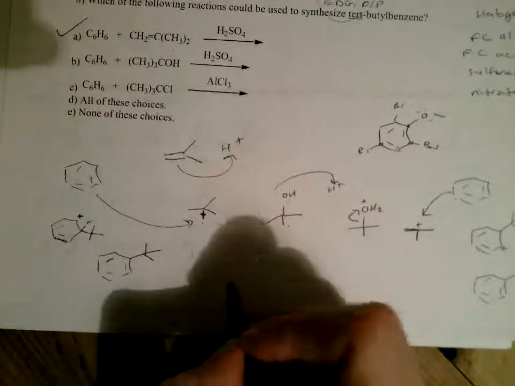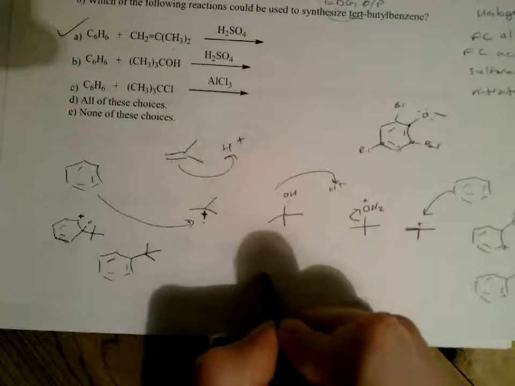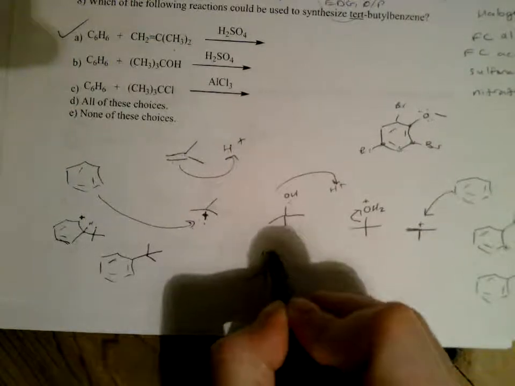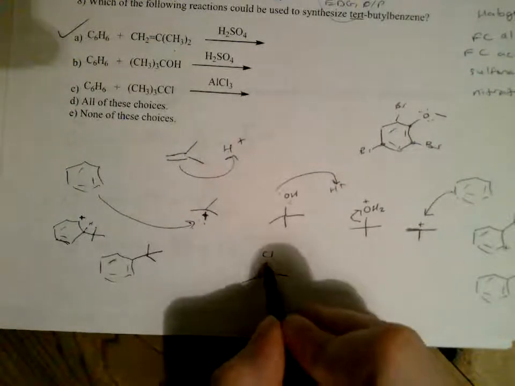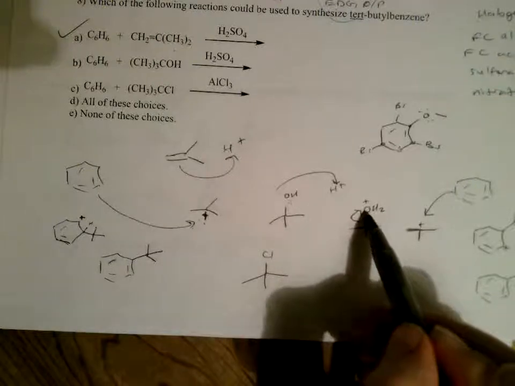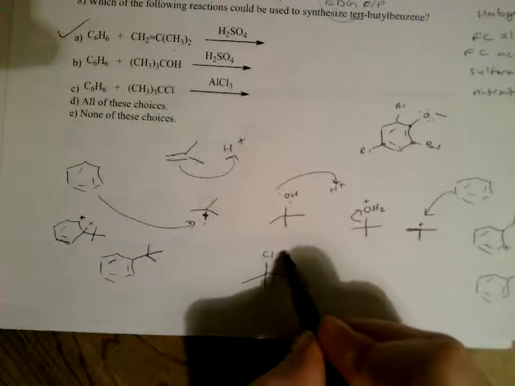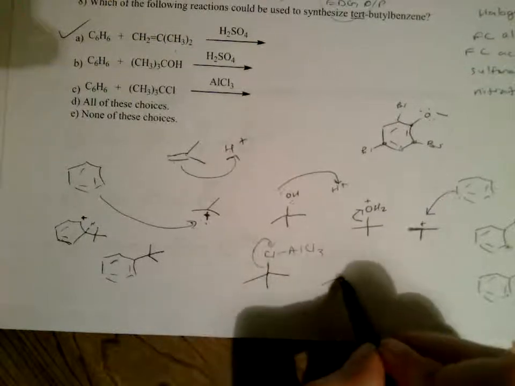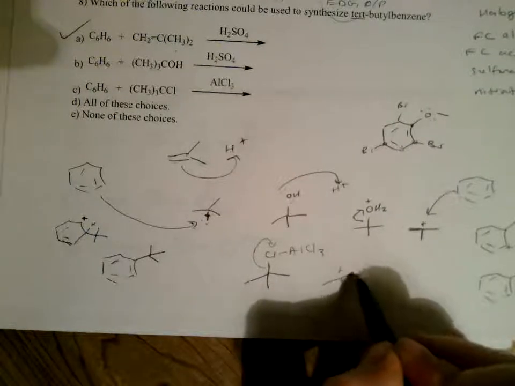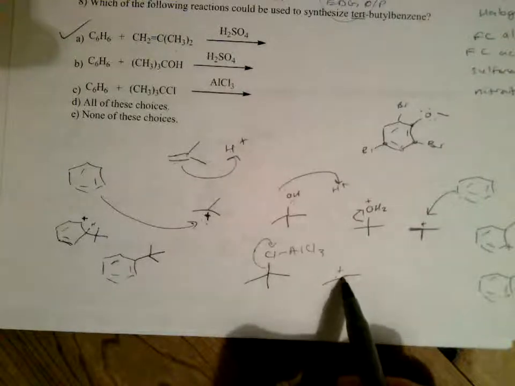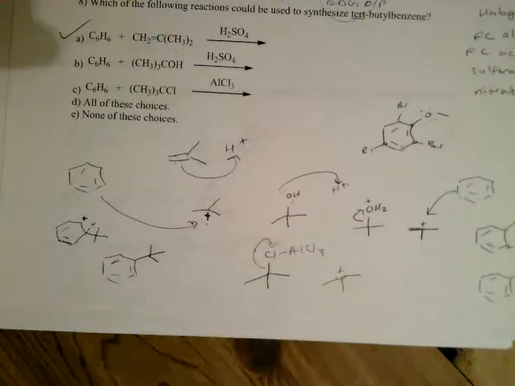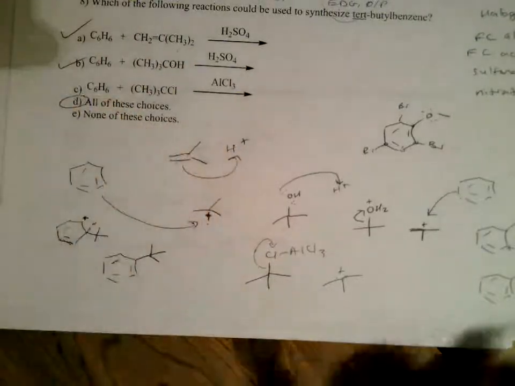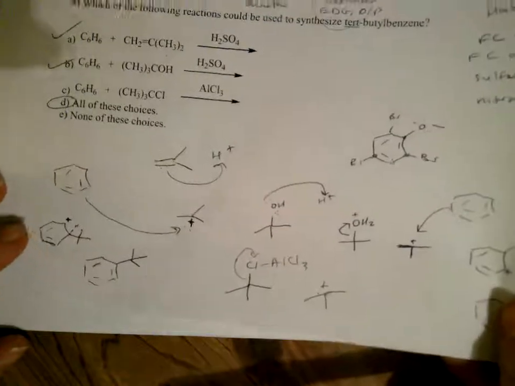Okay, and then last but not least, we have this structure with AlCl3. It's going to act very similarly to this, where it'll form a complex with the AlCl3, and then that will leave. And you'll get a positive charge left behind, and this looks exactly the same as the other one, so it's going to go exactly the same as the other one. So the answer choice is actually answer choice D, all of these choices.